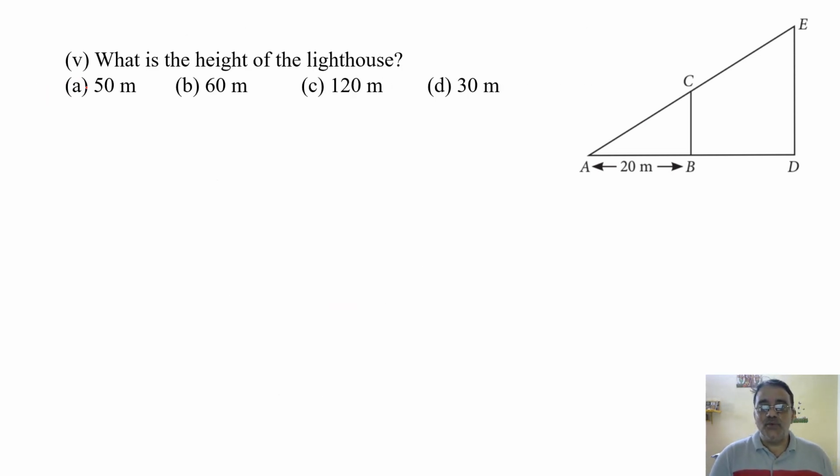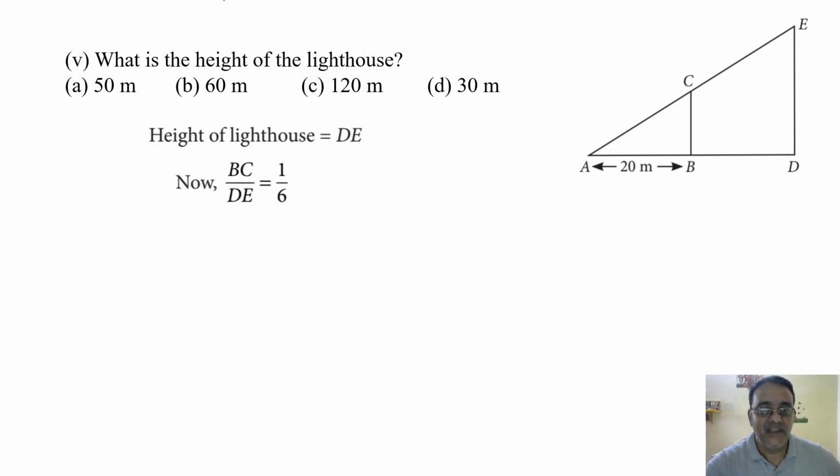So the next question, what is the height of the lighthouse? DE. We have to find DE. So just now we got that BC upon DE is equals to 1/6. ये मिला था हम लोग को. And BC also we know that it is 10. Now we have to cross multiply.